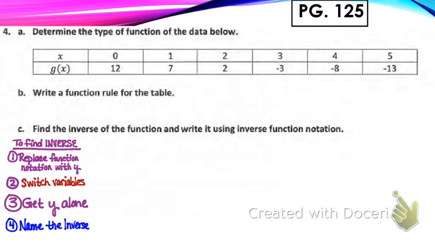So I want to look at this table. First question. It says determine the type of function. Is it a function? Yes. How do you know? Because each x value has its own unique y value. Yes, each x value goes to exactly one y value. It has its own unique y value. It is a one-to-one. Every y value came from only one x value.